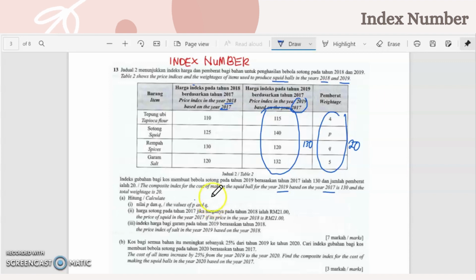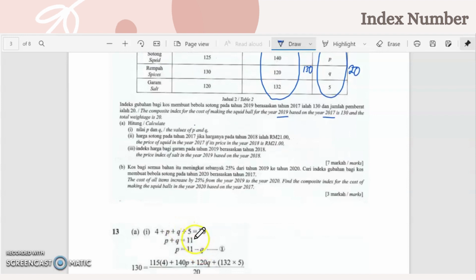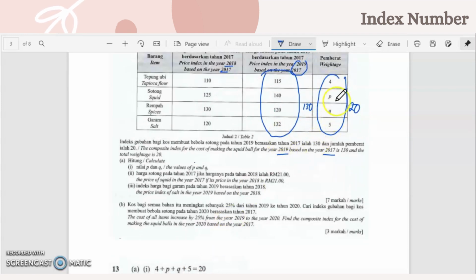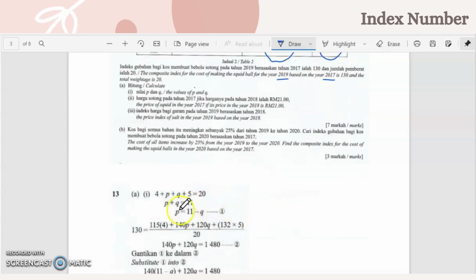So how do we get the two equations? We can use the given information. The first one is the total weightage. We have the weightage here: 4 plus P plus Q plus 5 is equal to 20. And then we rearrange, you get P plus Q equal to 11. From this one, we can make P the subject, and this becomes the first equation.